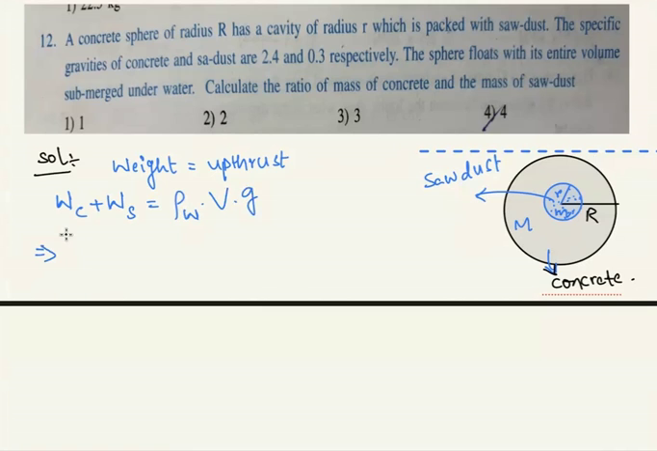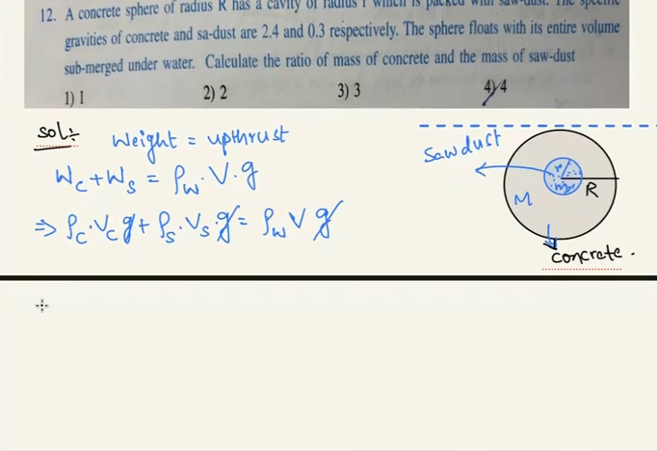Now let us write this. What is weight of concrete? It is density of concrete into volume of concrete into g, plus density of sawdust into volume of sawdust into again g, is equal to density of water into total volume into g. Both sides g is there, that's why I'm cancelling this.